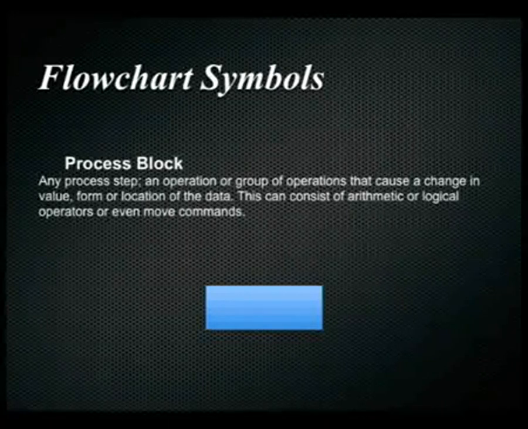When it comes to the process block, this is where we're doing the actual data manipulation inside our flowchart. So this is where you might put things like A equals B plus C, or A plus plus, or A equals A plus 1, or something to clearly state some sort of action that we're doing inside our flowcharts.